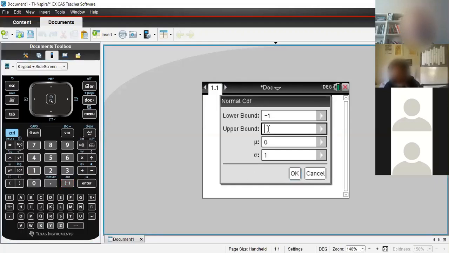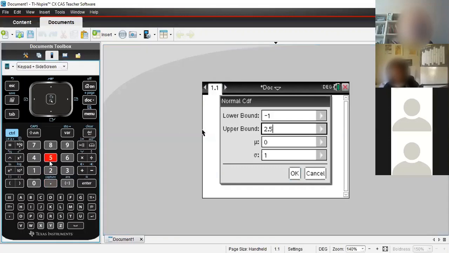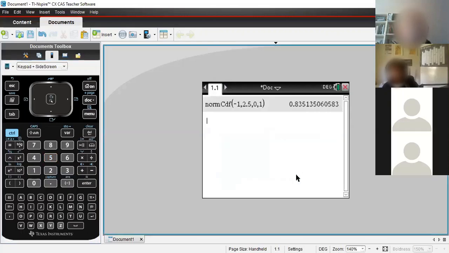The upper bound, 2.5. The mean is 0, the standard deviation of 1. Press OK. Okay, there you go. You have your probability, 0.8351. Okay, so I'll stop this one and I'll go back to the other one. Normal distribution. Okay, that's how we got that one there.